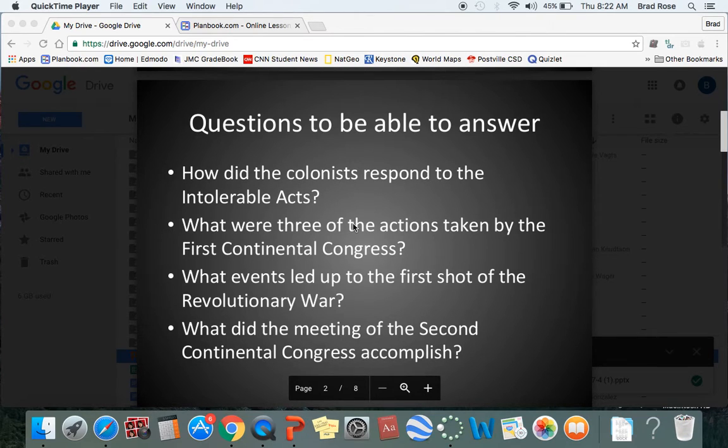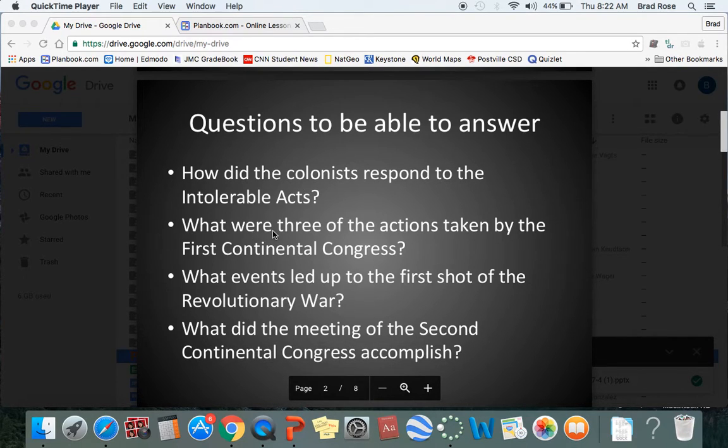How did the colonists respond to the Intolerable Acts? These acts also are known as the Coercive Acts. These are acts that the British are going to force upon the colonists as a result of the Boston Tea Party. So because of the Boston Tea Party, look at what the British do by issuing the Intolerable Acts and how the colonists respond to them.